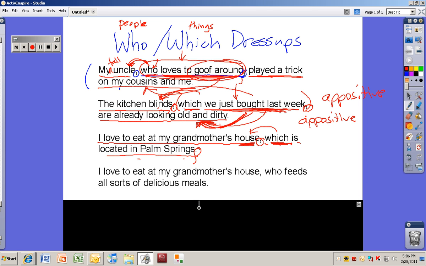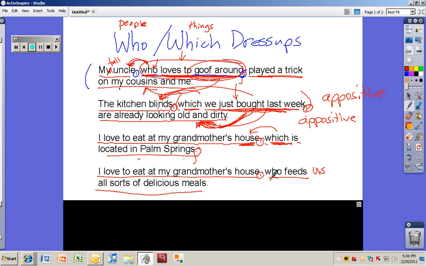Here is a sentence that's just like the last one, very similar to it, only I've done it incorrectly. It says, I love to eat at my grandmother's house. Original sentence. I did a good job of putting a comma there to set apart my who which clause, but then I say, who feeds all sorts of delicious, I should have said, who feeds us or me all sorts of delicious meals. Now, why is this wrong?